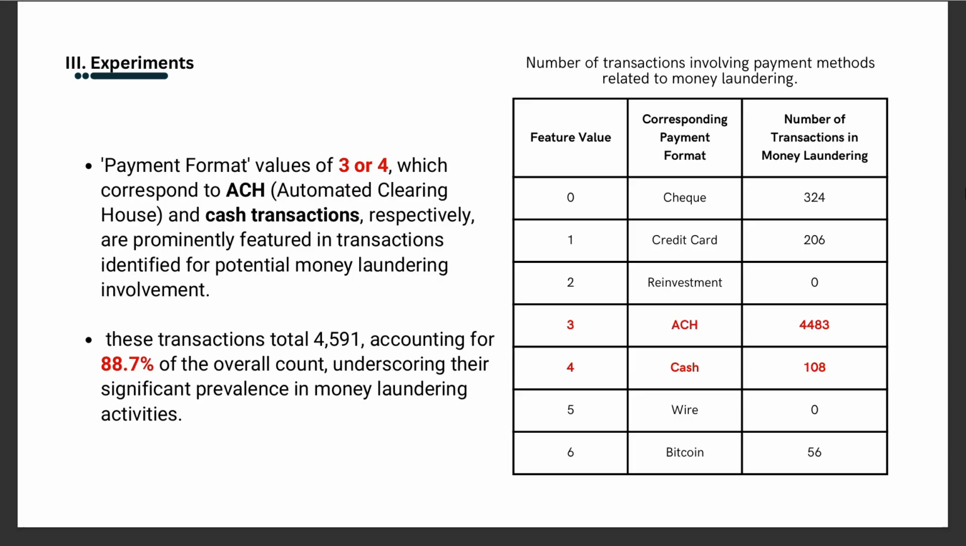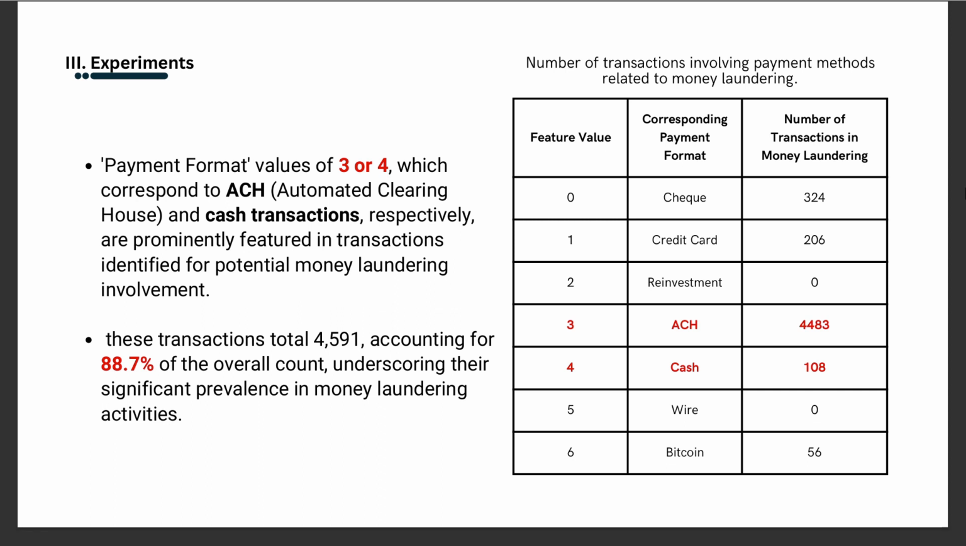To gain a deeper insight, the table shows the number of transactions in money laundering for each payment format. When the value is 3 or 4, corresponding to ACH and cash transactions, these transactions accounted for 88.7% of the overall count, presenting a higher risk of being abnormal.